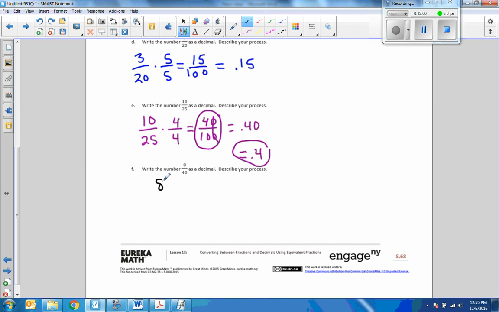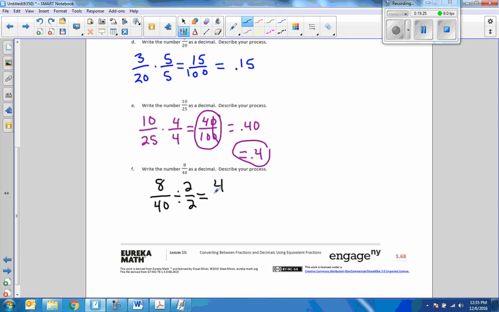Next one, 8/40. So if I multiply 40 times 2, I get 80. If I multiply 40 times 3, I get 120. I jumped over 100, so it doesn't go in evenly. So now I can reduce it, divide it by 2.